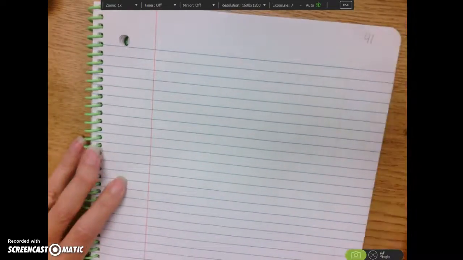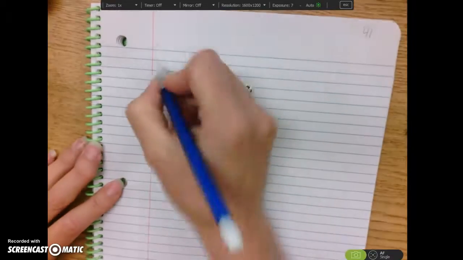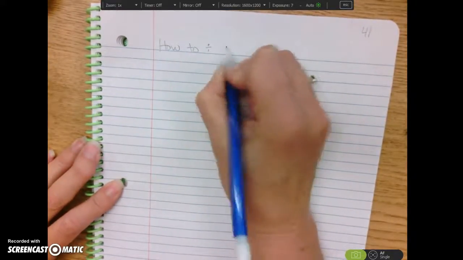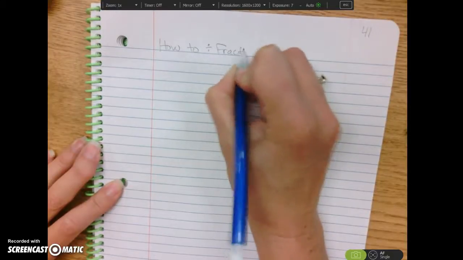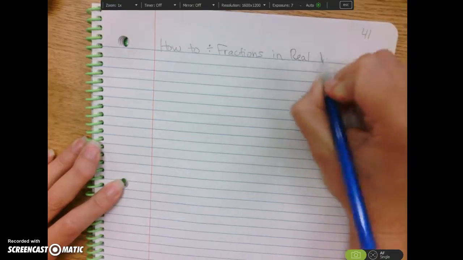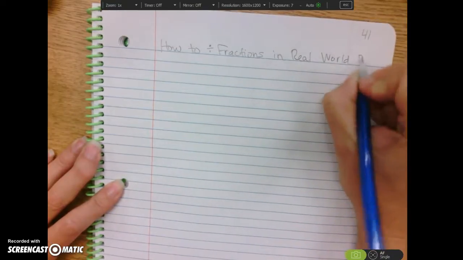We will label this page 41 and give our title, How to Divide Fractions in Real World Probs.